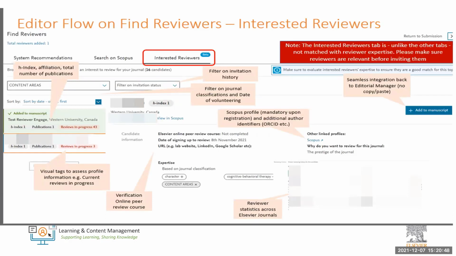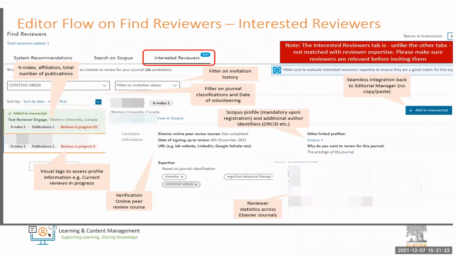If your journal uses classification, then interested reviewers will be asked to select the appropriate terms upon registration, so that you can filter them based on the invitation history, or on journal classifications and date of volunteering, right here. Then you can invite them as primary, alternate, or you can even propose them. It's just as simple as that, a seamless integration. Just add them to the manuscript, like how you've been doing for the rest of them.